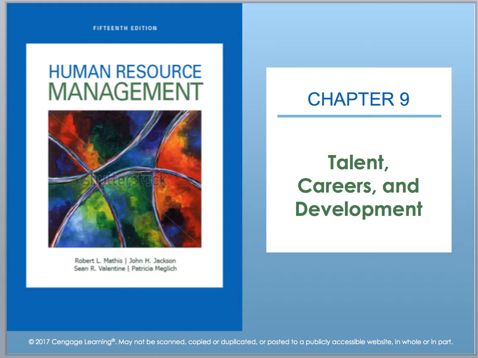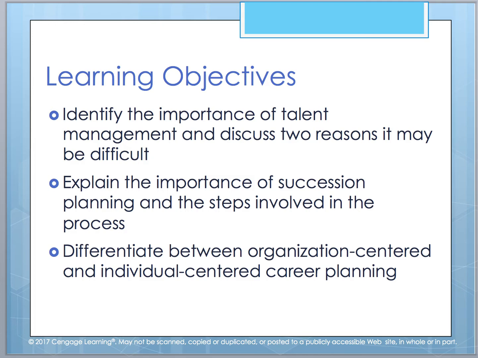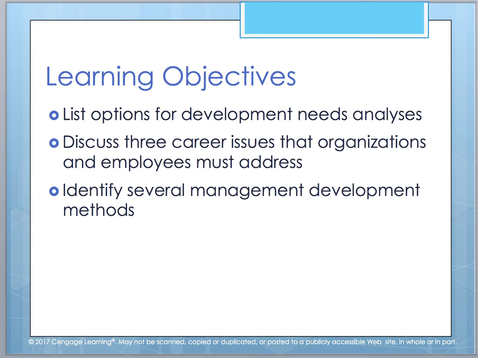Welcome to Chapter 9. This chapter we're going to talk about talent, careers, and development. By the end of the chapter, you should be able to identify the importance of talent management and discuss 2 reasons it may be difficult, explain the importance of succession planning and the steps involved in the process, differentiate between organization-centered and individual-centered career planning, list options for development needs analysis, discuss 3 career issues that organizations and employees must address, identify several management development methods.